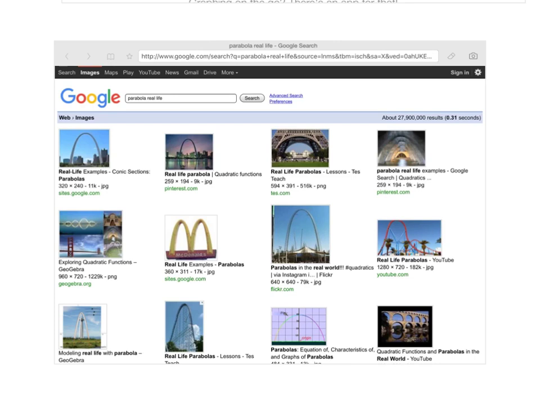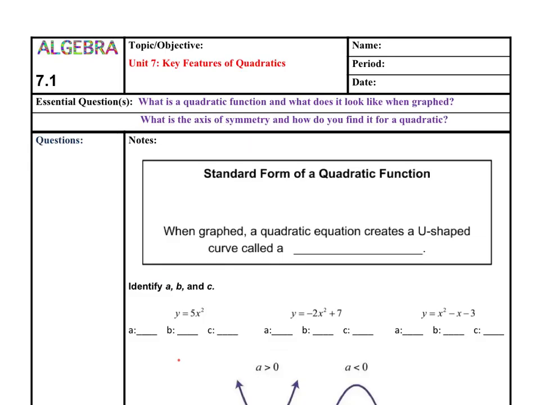So it's not just some made up thing that we have in math, this weird parabola thing. It's actually used in architecture because it's really strong. So we use parabolas in architecture, we use parabolas in real life. That's why we're talking about them, because they're extremely common. So we'll get back to your notes now, and we're going to write some things down.